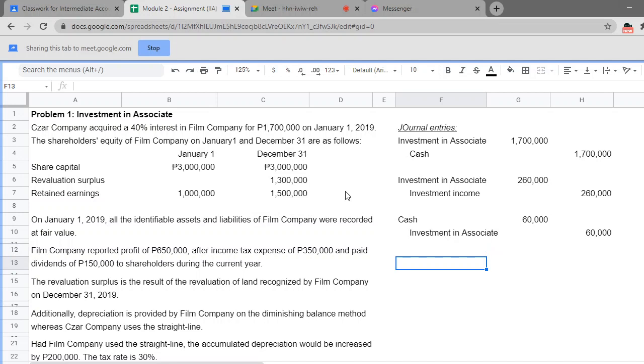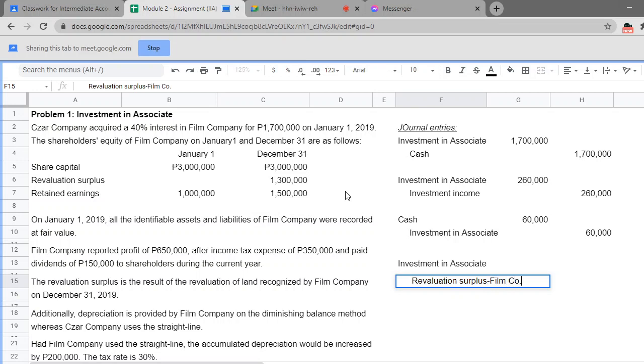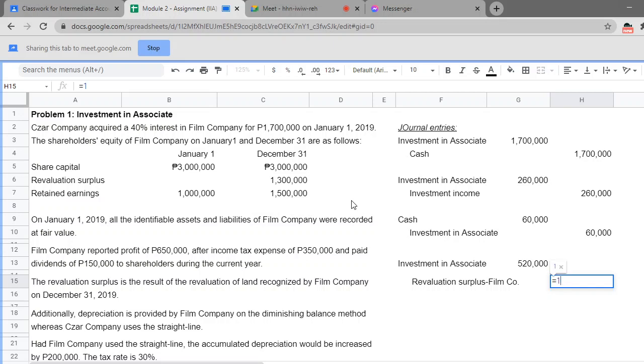we will have another entry na revaluation surplus. And every time there is a revaluation on the investee, i-debit natin ang investment in associate. Debit investment in associate. And then we credit revaluation surplus, investee. Or this time, Film Company. Or pwede na rin investee kung wala ka namang ibang investment. And how much? 1.3. Again, 40% lang yung share natin diyan. So, makikishare ka lang. Ayan. 520,000.